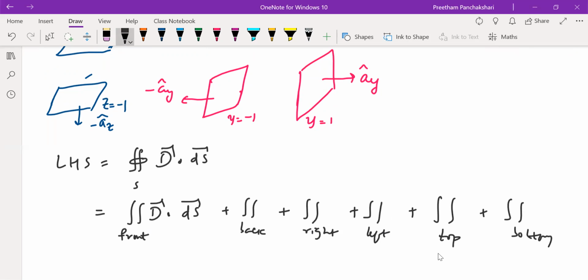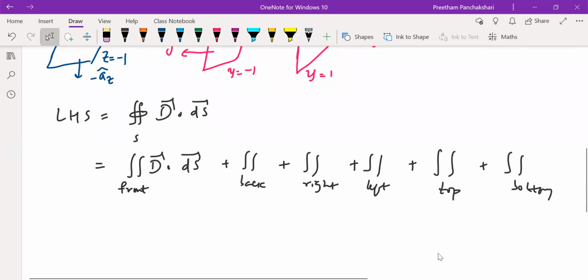So always keep the practice of writing in this order: front face, back face, right face, left face, top face, bottom face, so that front face positive, back face negative direction, right face positive y, left face negative y, top face positive z, bottom face negative z. So let us introduce the equations to these integrals.